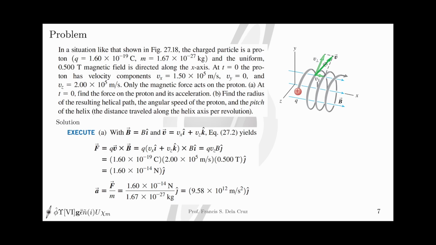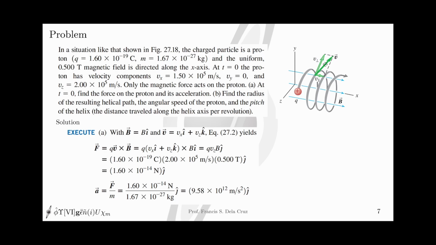Letter A. At t equals 0, find the force on the proton and its acceleration. Letter B. Find the radius of the resulting helical path, the angular speed of the proton, and the pitch of the helix, or the distance traveled along the helix axis per revolution.